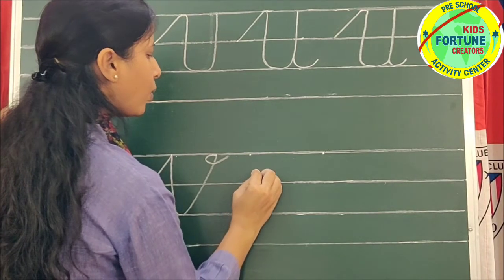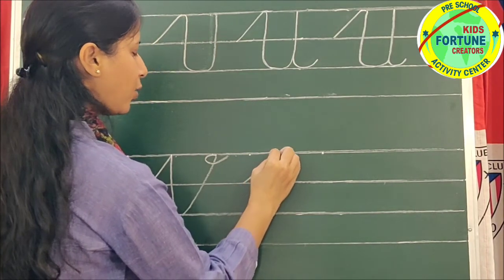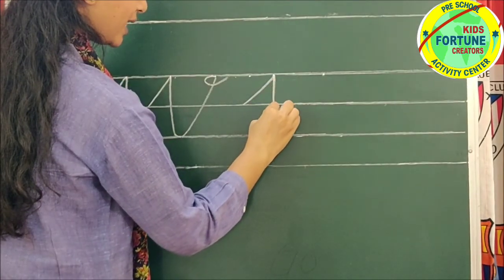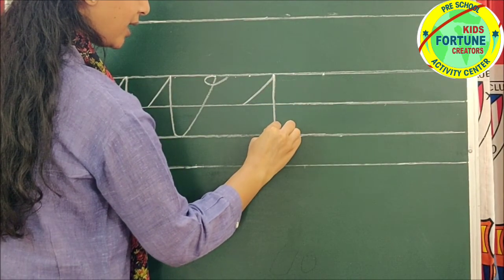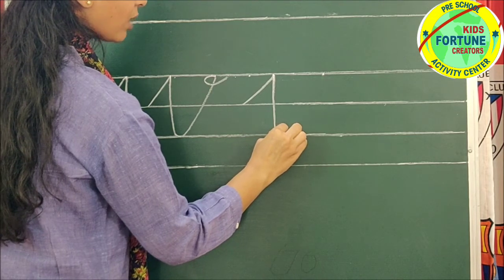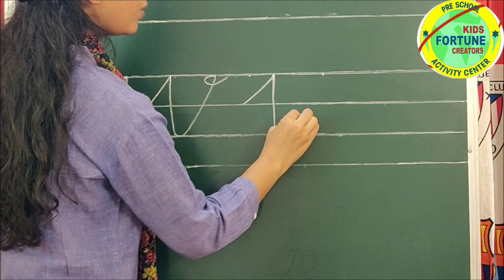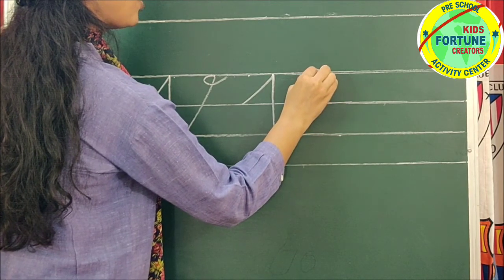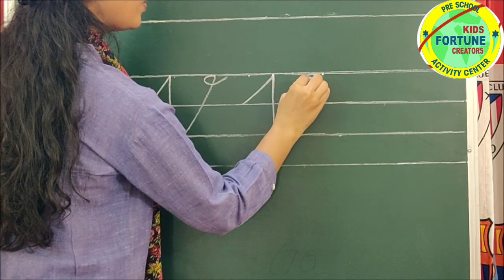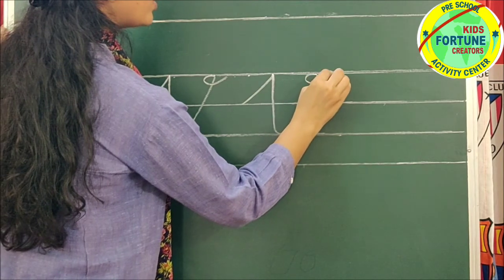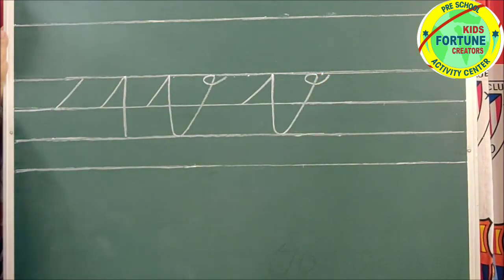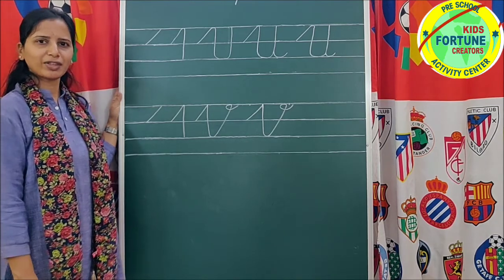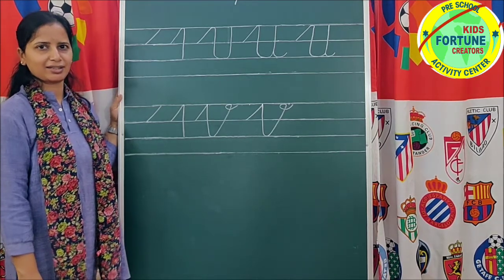Go up with slant line till top line. Now come down with a standing line till third line. Make a small curve and go up with slant line till top line. Make a loop and come out with a tail. This is V. The sound of V is V. So kids, now we will practice it on slate.